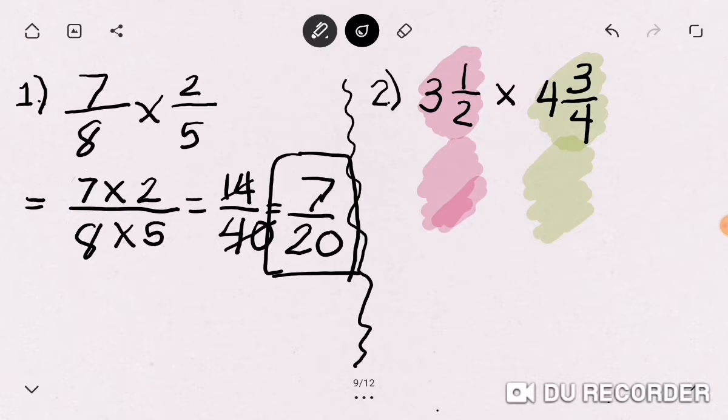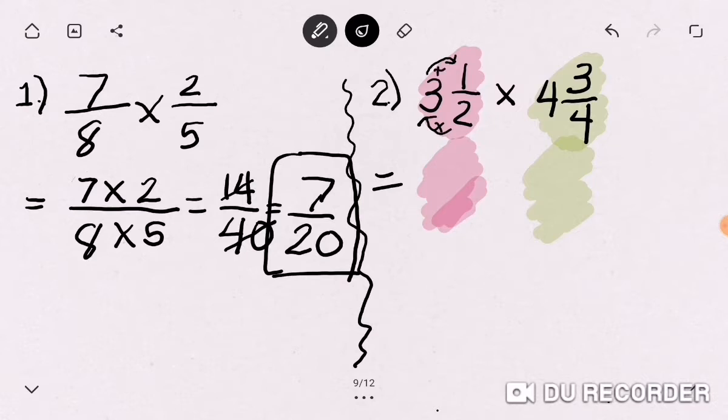So, if you will notice, ang ating pangalawang example, we have to multiply two mixed numbers. So, ang unang step, unlike sa ating unang example, we have to change our mixed numbers into improper fraction. So, paano gawin yung pag-transform ng mixed number papuntang improper fraction? So, sundan lang natin yung arrow. So, first step is to multiply the denominator sa ating whole number. And then, yung sagot, add natin dito sa ating numerator.